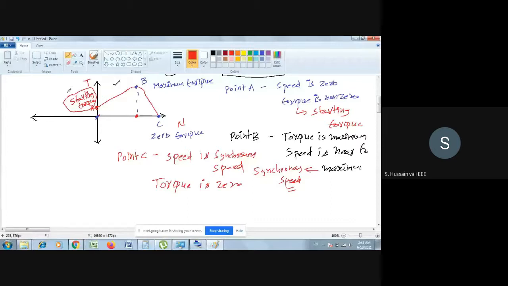Now, as soon as you give the power supply to the washing machine, the torque you see here is called the starting torque. This is the torque developed by the induction motor. Now there is another torque called the load torque.